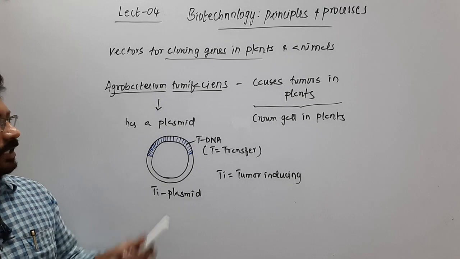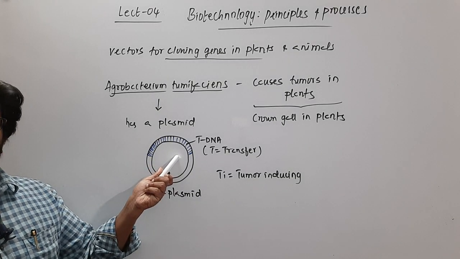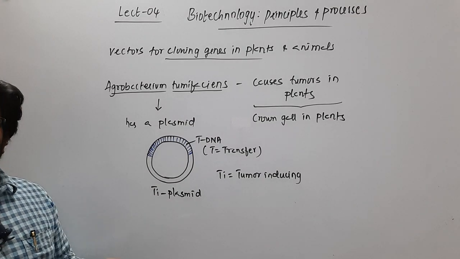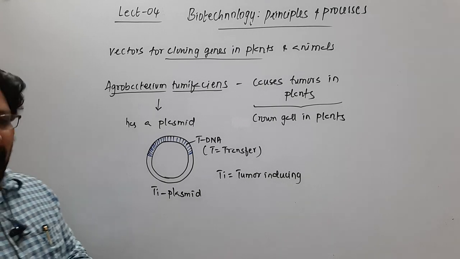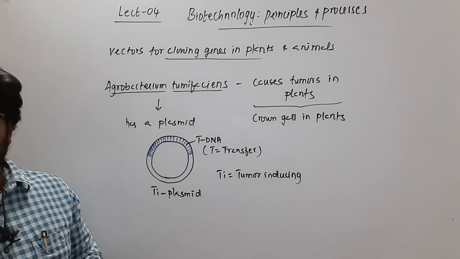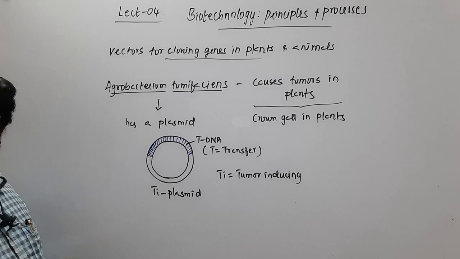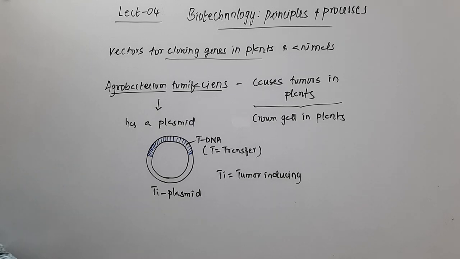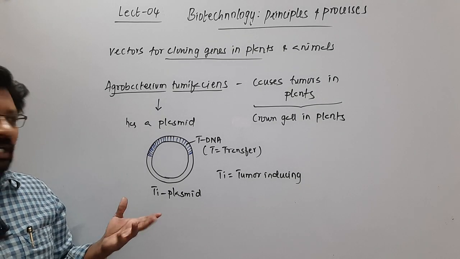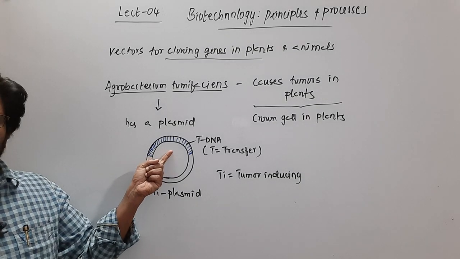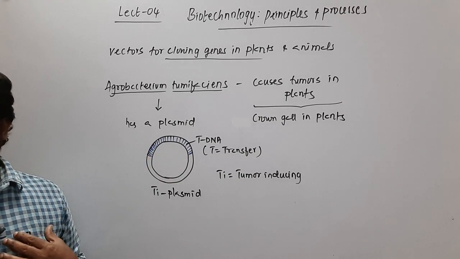So this tDNA starts making enzymes that will alter the cell cycle of the plant, and the plant cells may start going on dividing and result in the formation of a tumor. Okay, so it means that the Agrobacterium knows how to introduce its genes into the genome of the plant cells.